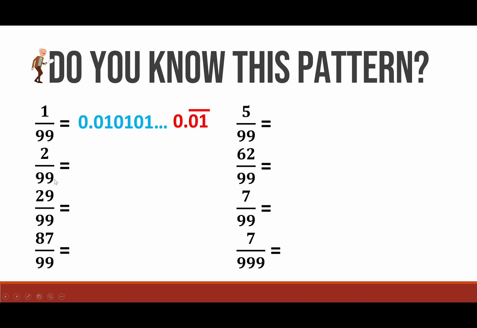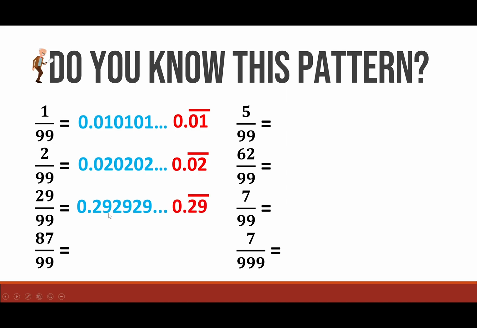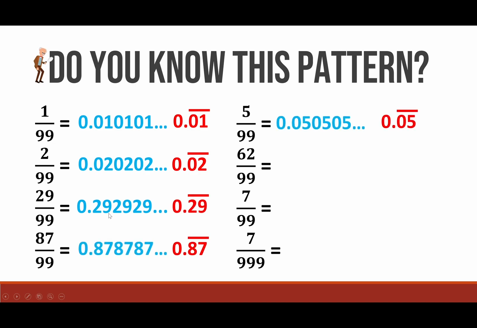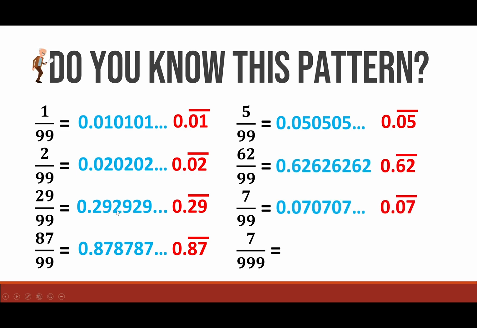Same thing for 2 divided by 99. That's going to be 0.020202 with the bar on top of the 0 and the 2. If you have 29 over 99, same thing, pattern continues, right? You see it in 87, you see it in the 05, you see it in the 62, and you see it in the 7.